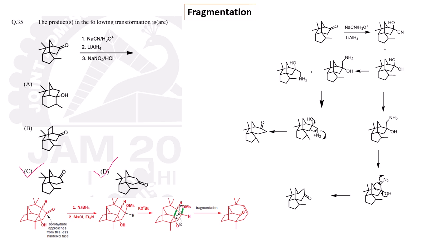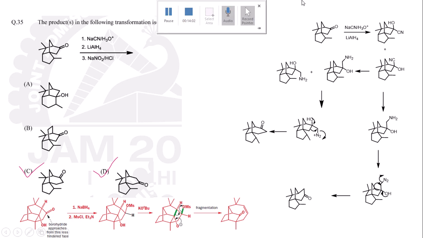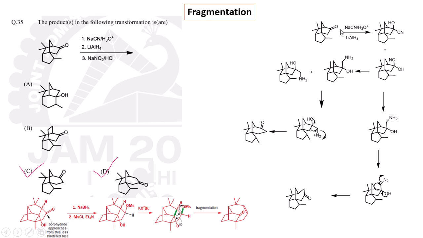The product in the following reaction is for R. Here the carbonyl group can add to CN minus by nucleophilic addition, and in the presence of lithium aluminum hydride, the cyanide is reduced to give CH2NH2, and then the CH2NH2 has the hydroxyl group, so semi-pinacol rearrangement takes place, and here two isomers are formed. Either the cyanide group comes from the bottom side, or the cyanide group comes from the top side.